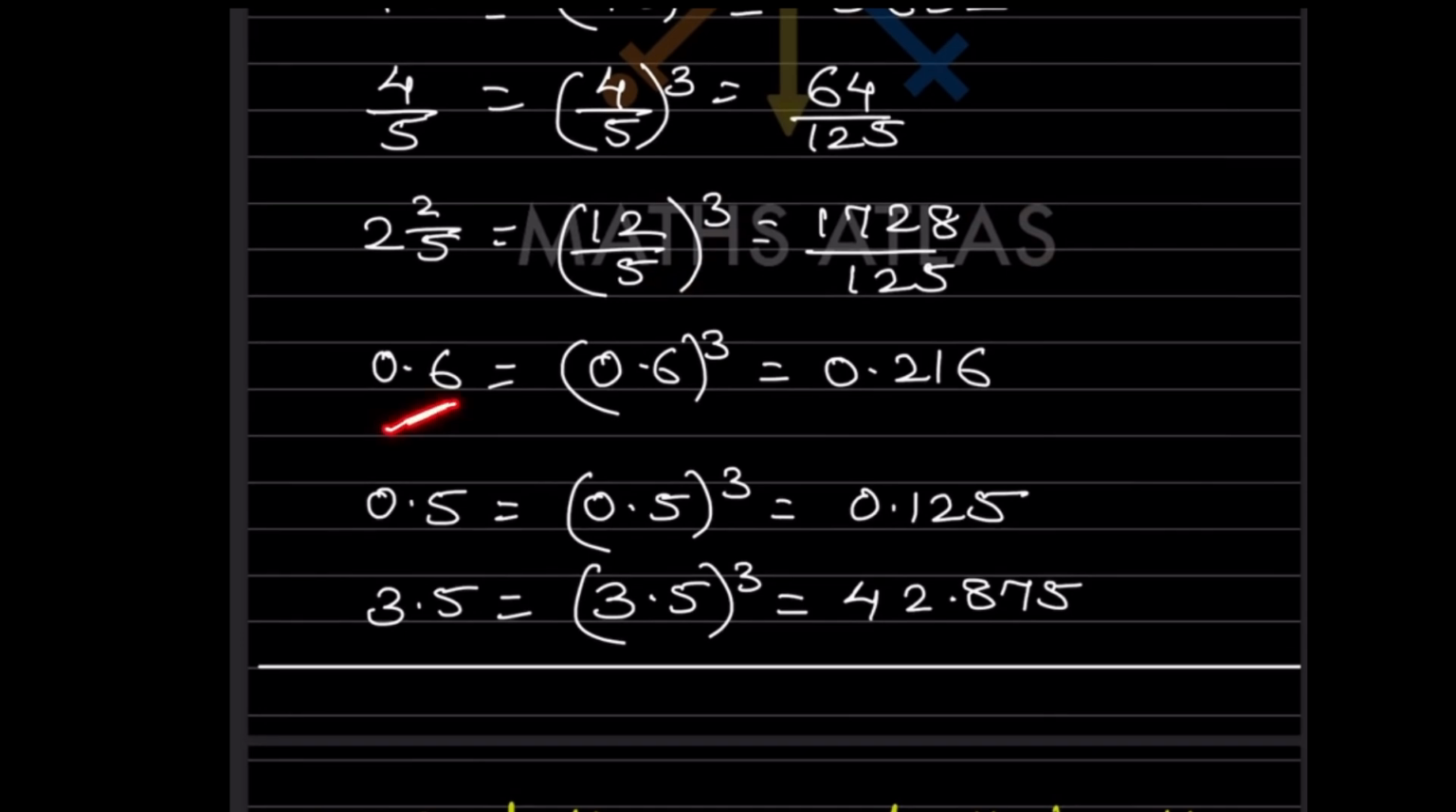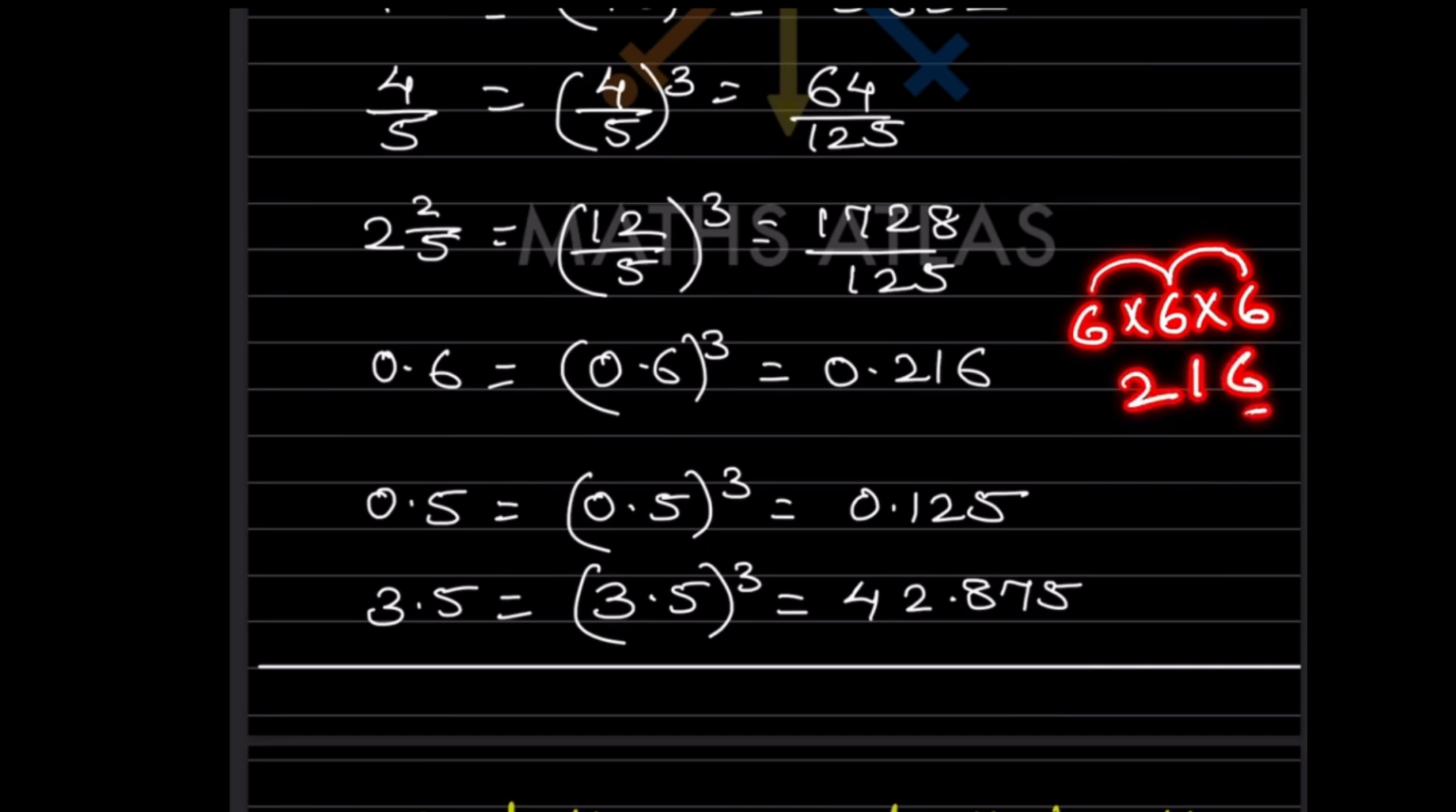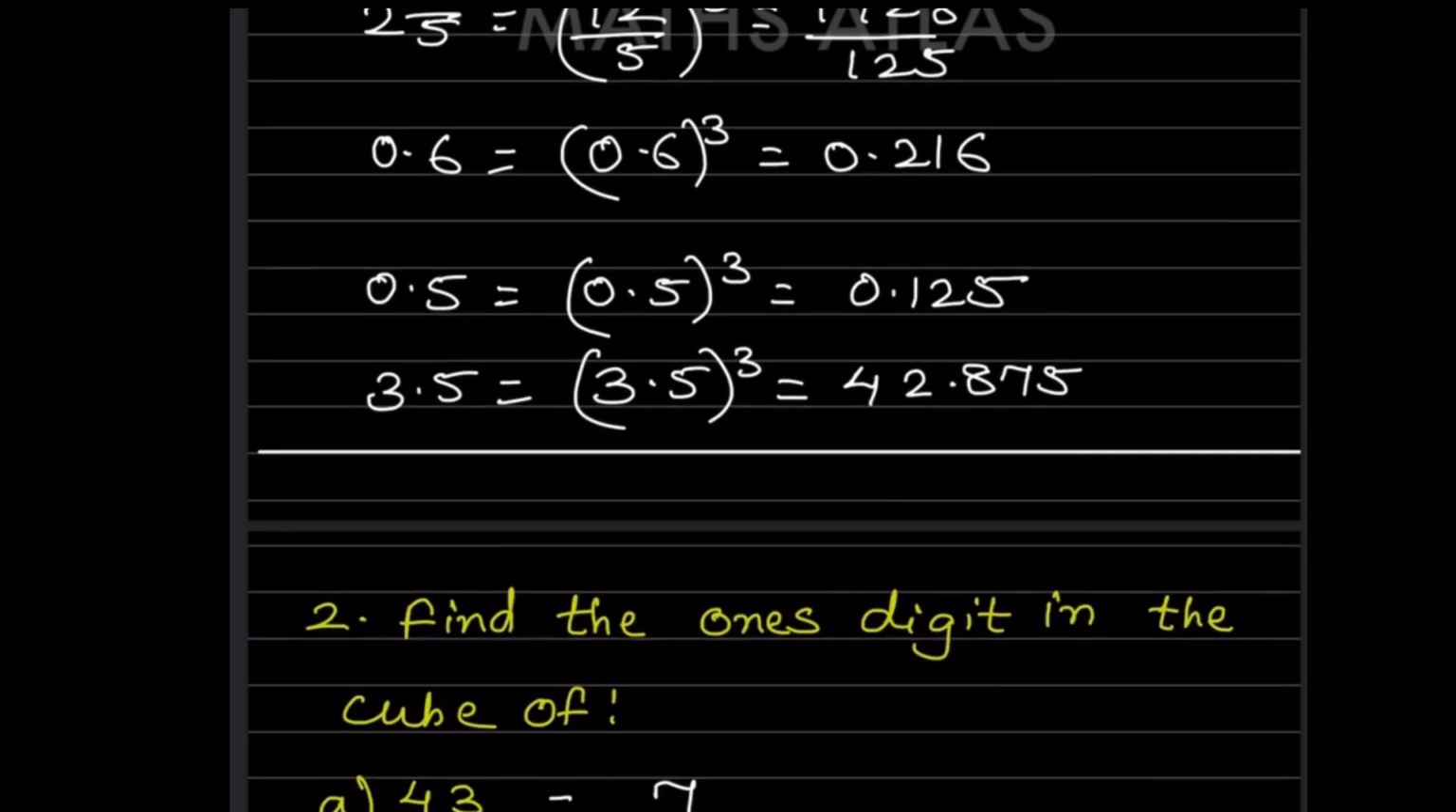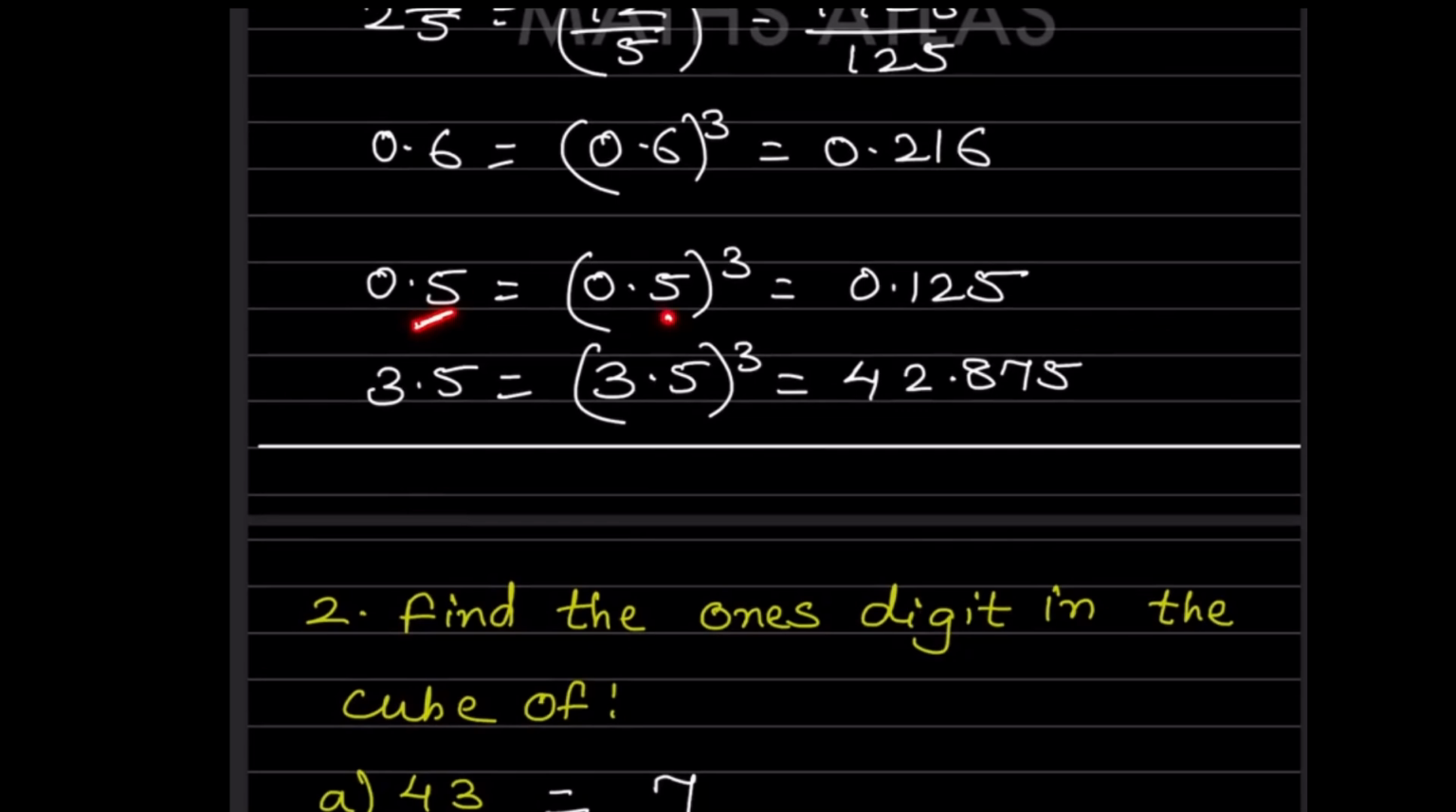Now look at here, this is 0.6 cube. You don't have to look at the decimal first, only concentrate on the number here. So this is 6 cube. You know 6 cube means 6 into 6 into 6. That is 6 sixes are 36 and 36 sixes are 216. But now since it is cube, you will go backwards 3 numbers, and then you will put a point. So that is 0.216.